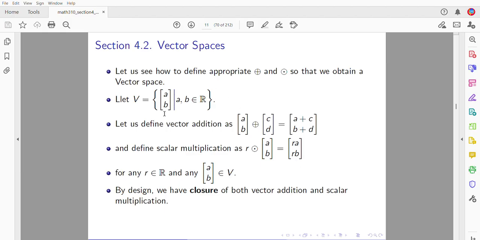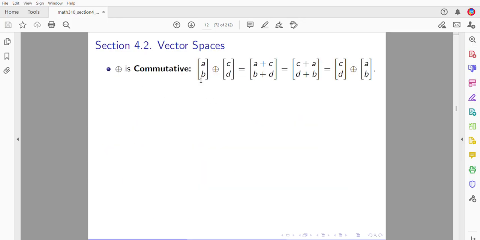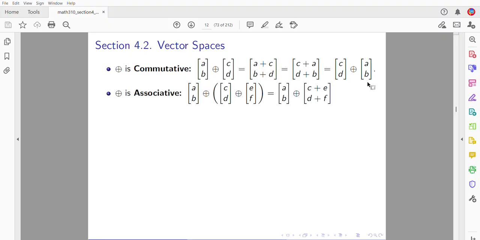Now let us check other properties. Is the commutativity true? Vector (a, b) ⊕ vector (c, d) is vector (a + c, b + d). Notice this addition is within real numbers. So addition is commutative among real numbers. So I can change the order, c + a, d + b, which in turn tells me it's vector (c, d) ⊕ vector (a, b).